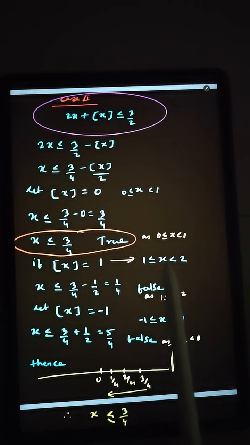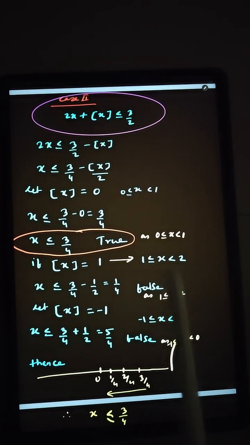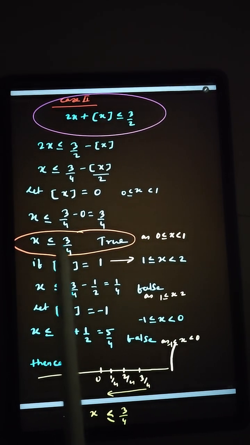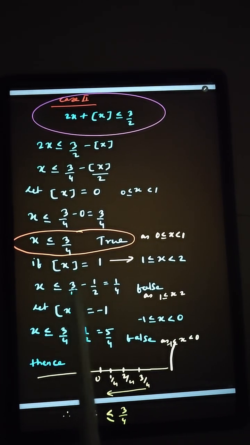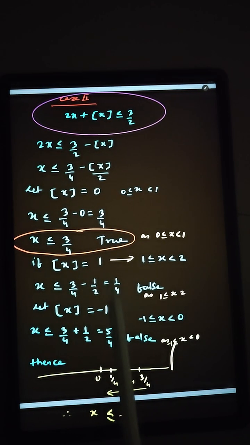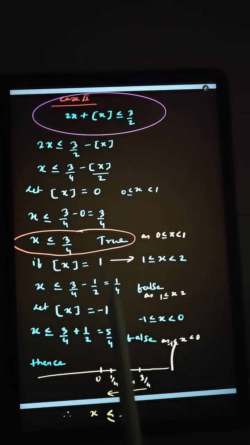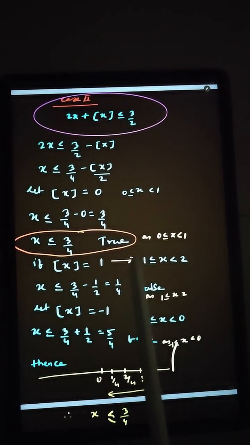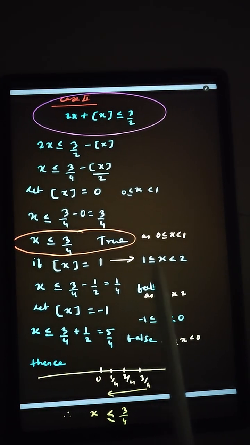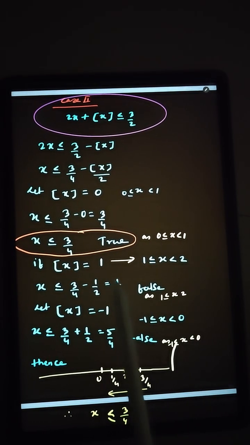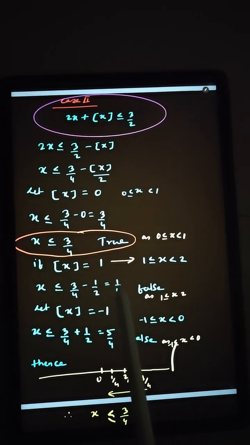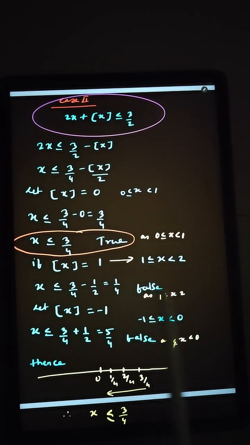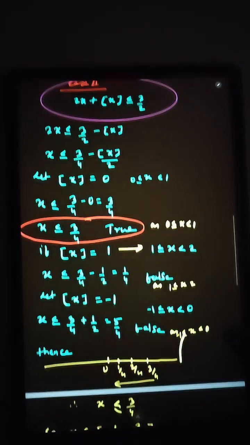So what happens? x will lie between 1, less than or equal to, and less than 2. So in this relation you will get what? x less than 3 by 4 minus 1 by 2. It will give you 1 by 4, one positive number. But your x is lying between 1 and 2, meaning greater than 1 and less than 2, which is not less than 1 by 4. Yes or no? So this relation is false. So we will not take this interval into consideration.